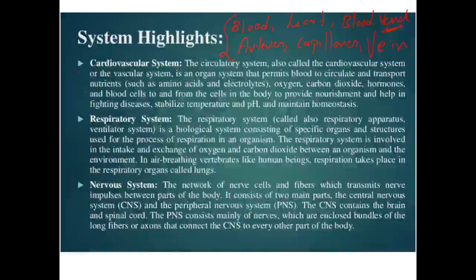Totally 5 main parts of the cardiovascular system exist. They are blood, heart, arteries, blood vessels, and then capillaries and veins. Okay, I told you 5, so it's 6 actually. So these are all the most important parts of the cardiovascular system, right?